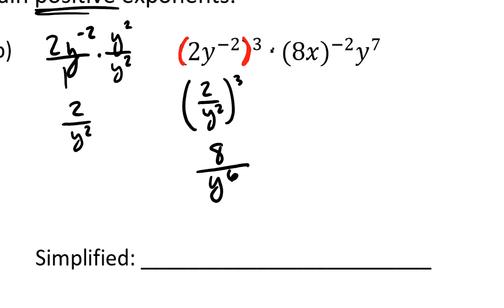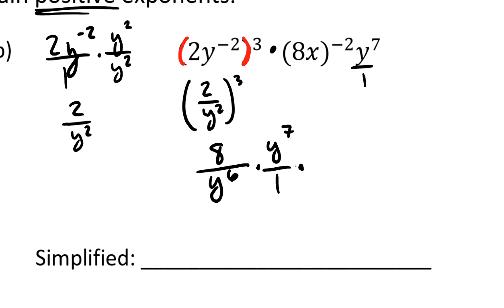So let's continue, right? So we've got this first chunk a little bit simplified. The next thing, you can see I've got this 8x to the negative second power. Probably I just want to bring this part over, right? This y to the 7th. I'm just going to times y to the 7th. I like that how it is, so I'll just leave that there.